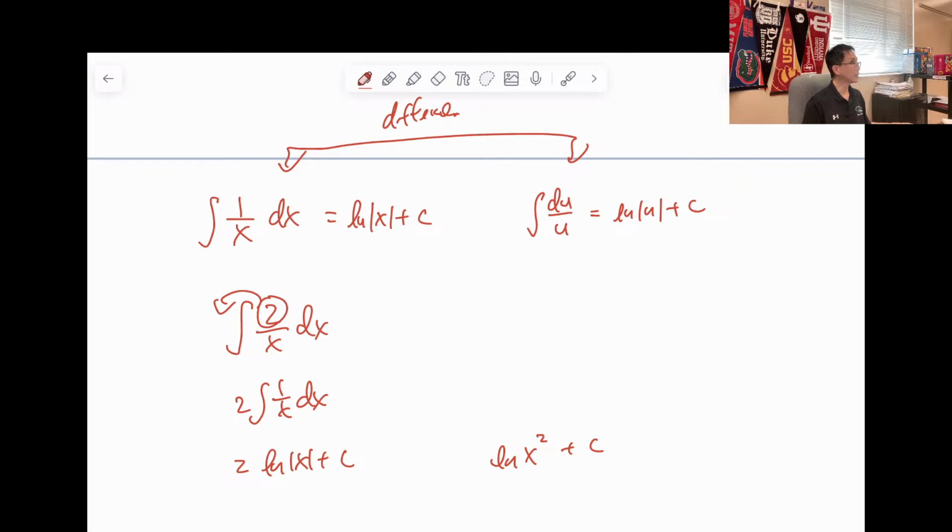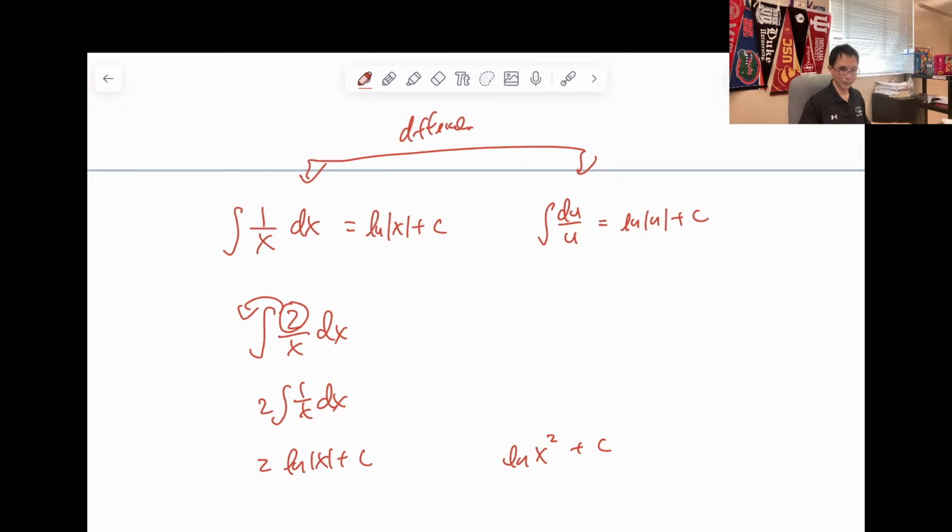Why? x squared is always positive, in this particular case. Not all the time. But this one can use parentheses rather than absolute value, because it's never going to be negative. So you don't need absolute value.